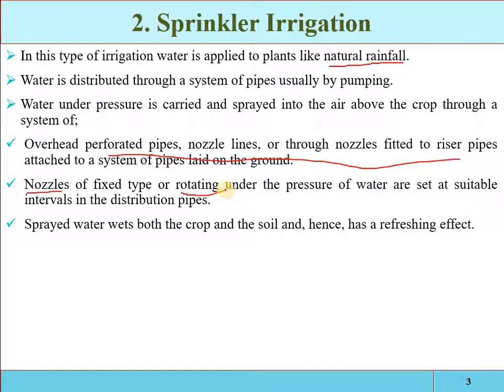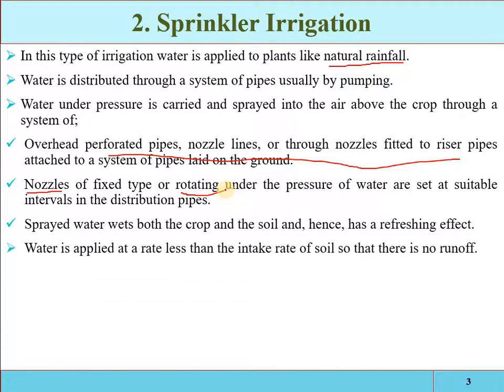Sprayed water wets both the crop and the soil, and hence has a refreshing effect. The water is applied above the crops, so it keeps the leaves of the plant refreshed. The stomata are open and the evapotranspiration rate is high. Water is applied at a rate less than the intake rate of the soil, so there is no runoff. This is one of the advantages of this method: as much water as is applied to the soil will be directly infiltrated, so runoff losses will be reduced.